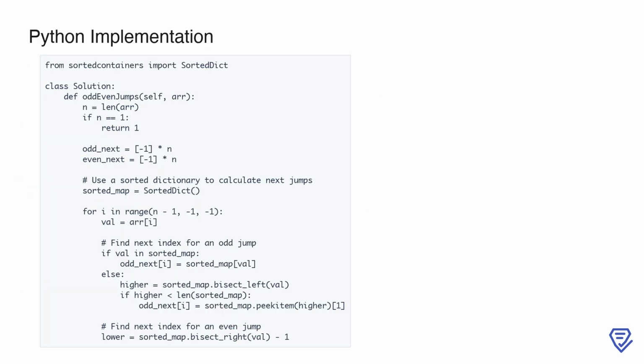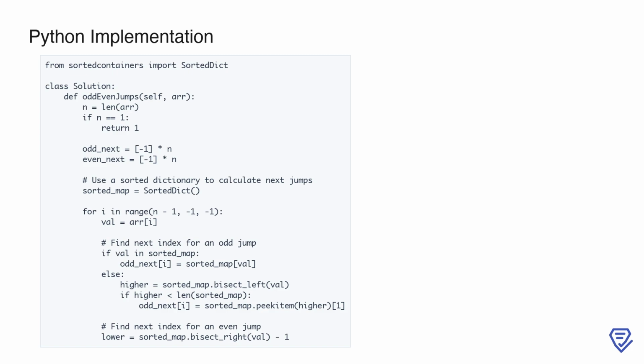In this implementation, we start by importing the SortedDict class from the sortedcontainers module, which will help us efficiently maintain a sorted map while iterating through the array. Inside the odd-even jumps function, the first thing we do is initialize some variables. We get the length of the input array arr and handle the edge case where the array has only one element, in which case the result is simply 1 since there are no jumps needed.